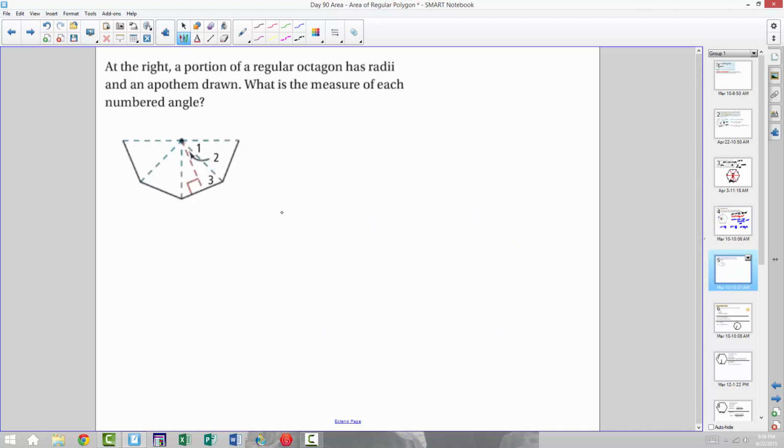So let's apply this to a regular octagon. An octagon has 8 sides. So angle 1, I have to identify that angle 1 is my central angle because it's between 2 radii. So that's my central angle. So that's 360 divided by 8. So 360 divided by 8 gives me 45. So my central angle is 45. Angle 2 is my half central angle. So that's 45 over 2. So that's 22.5.